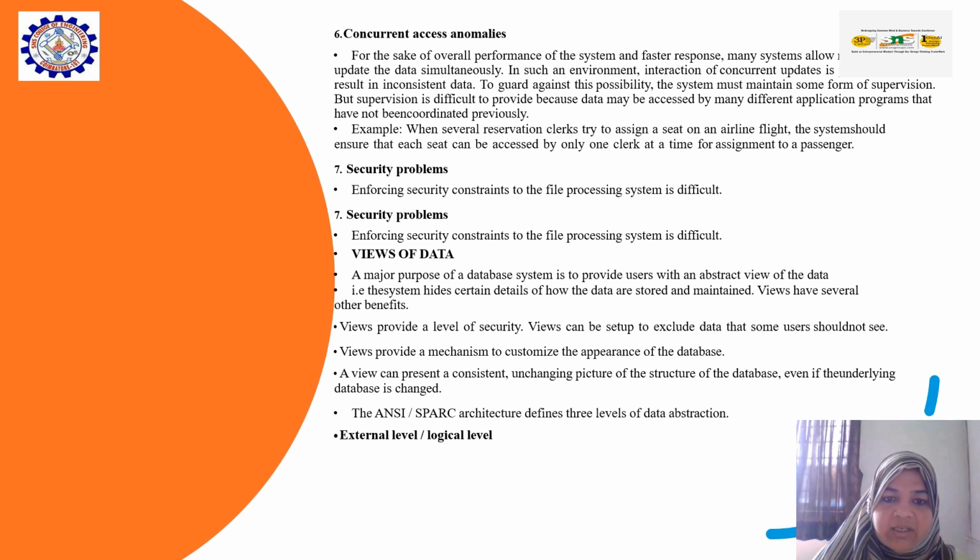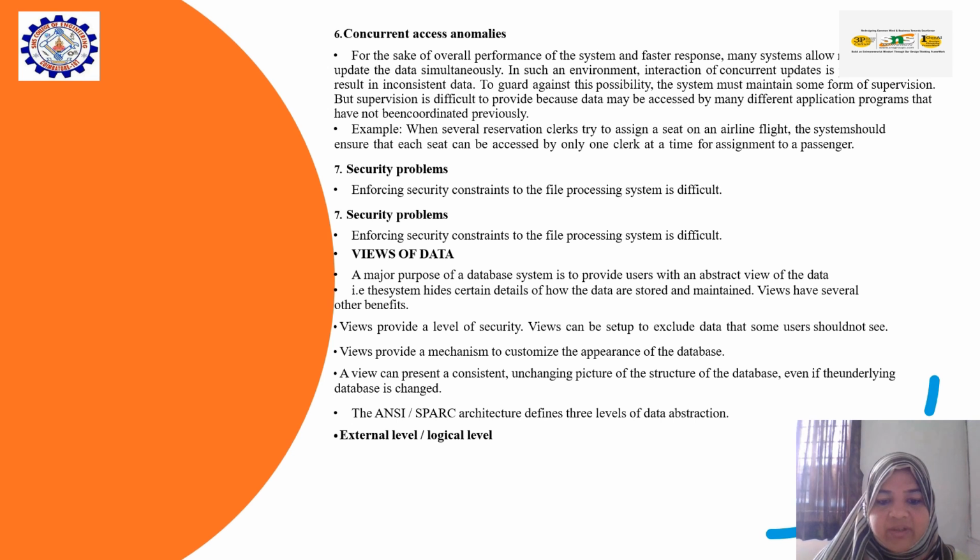Next is concurrent access anomalies. Many systems allow multiple users to update the data simultaneously. To guard against the possibility of inconsistency, the system must maintain some form of supervision. Next one is security problem, which is enforcing security constraints in the file processing system, which is difficult. Next one is views of data. Views of data represent the abstract view of data, where a system hides certain details of how the data are stored and maintained.